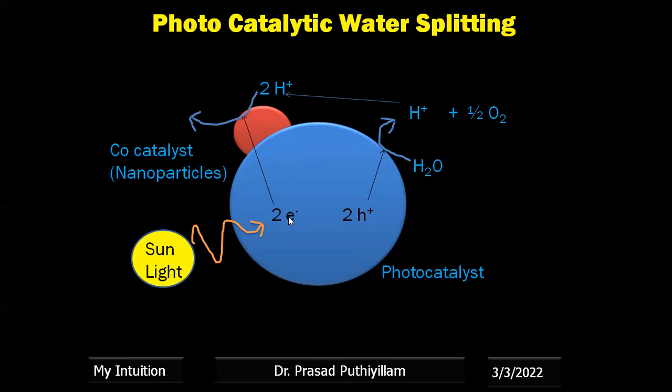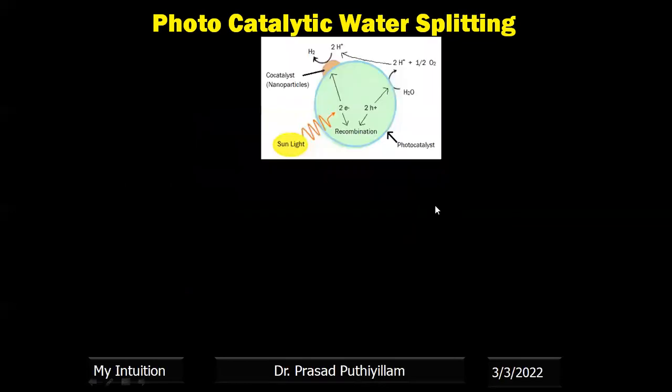H plus will combine with the e minus to form H, or 2H plus combines with 2 electrons to give hydrogen production. So this is the formation of hydrogen by using a photocatalyst, in which this system, photocatalyst and co-catalyst, is directly kept in contact with the water. There is a possibility of recombination of the electron and hole formed. That recombination is one of the drawbacks of photocatalyst. Therefore the efficiency is comparatively less, but it still produces hydrogen.